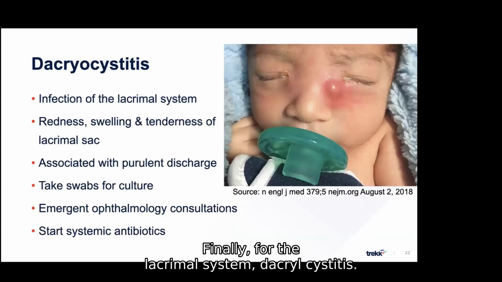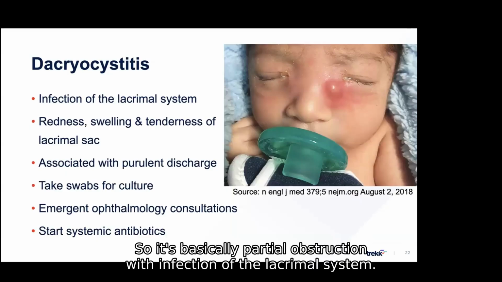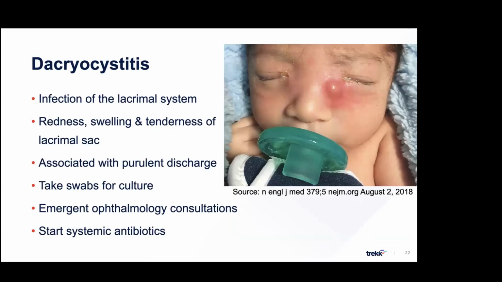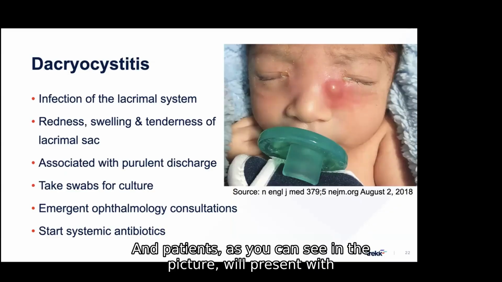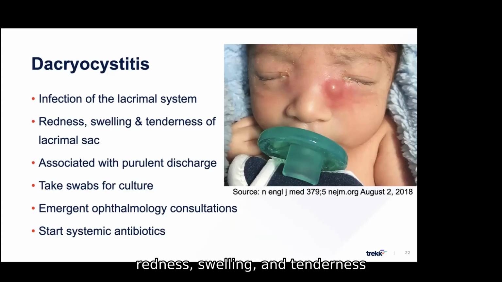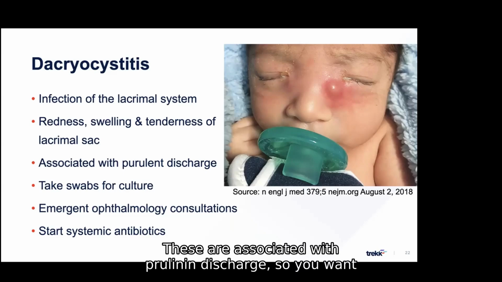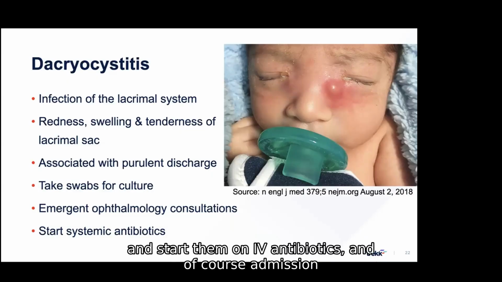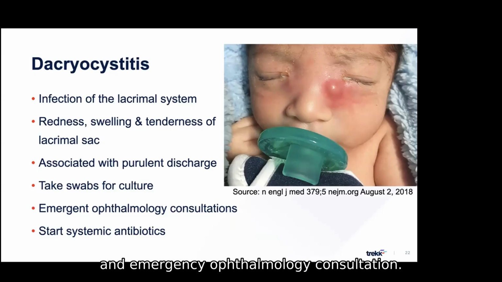Finally, for the lacrimal system, dacryocystitis. It's basically partial obstruction with infection of the lacrimal system, and patients, as you can see in the picture, will present with redness, swelling, and tenderness of the lacrimal sac. These are associated with purulent discharge. So you want to take a swab and send it for culture and start them on IV antibiotics. And of course, admission and emergency ophthalmology consultation.